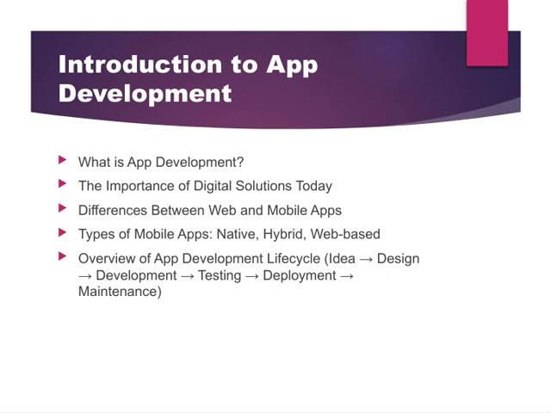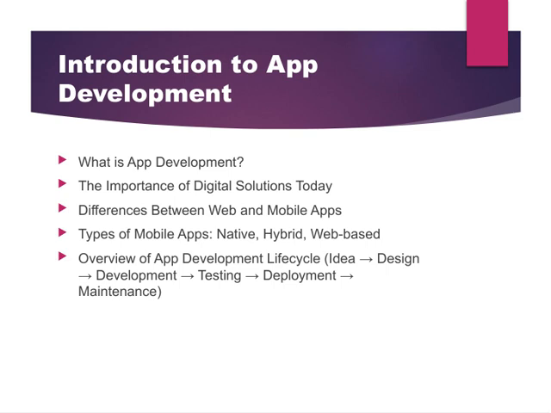Now, understanding the difference between web and mobile apps is important. Web apps run in browsers and don't need to be installed, while mobile apps are downloaded and installed directly onto devices, offering more integrated experiences. When we talk about types of mobile apps, we usually refer to native apps, which are built specifically for one platform, hybrid apps, which combine elements of native and web apps, and web-based apps, which function through browsers but are optimized for mobile use.